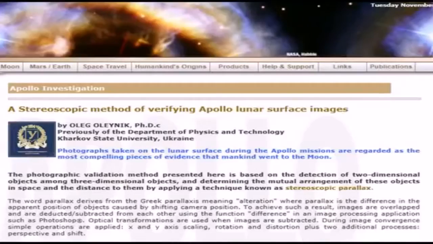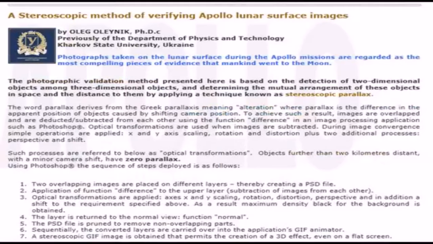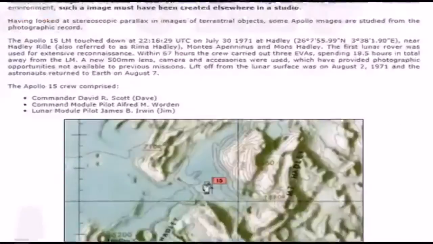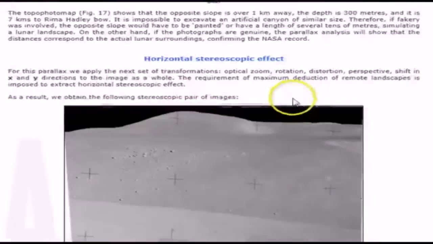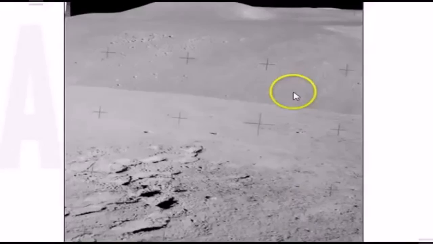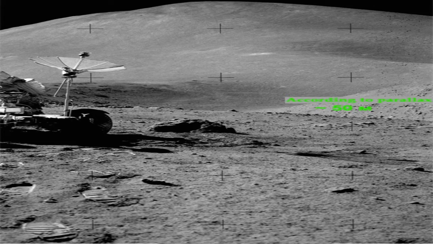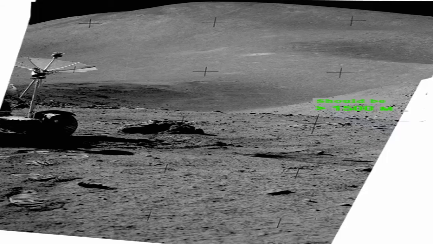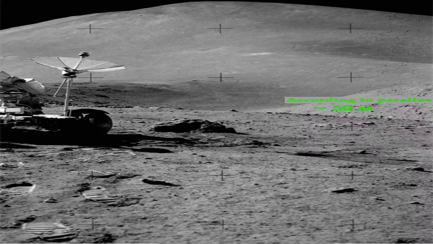And this was done by a guy who has a PhD in the Department of Physics and Technology in Ukraine. And you can see he did it with numerous photos and he got the same result every time. This is pretty good information for proving that there was faked footage.